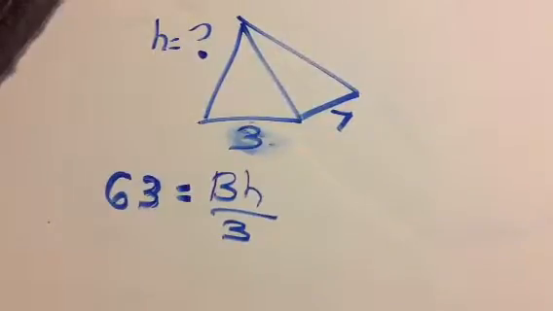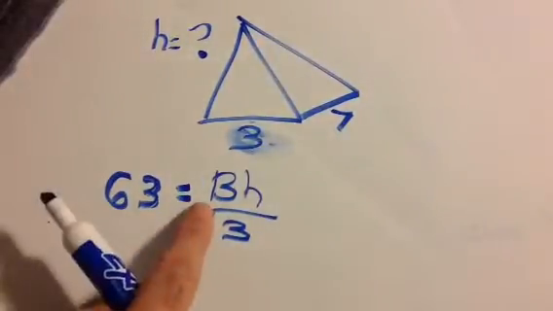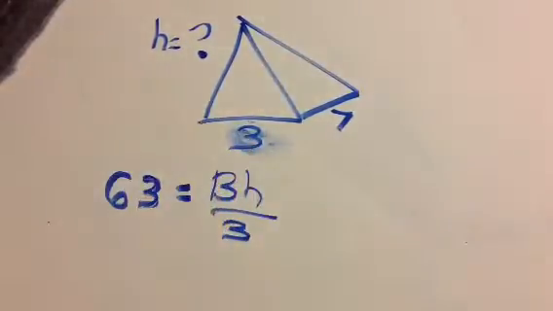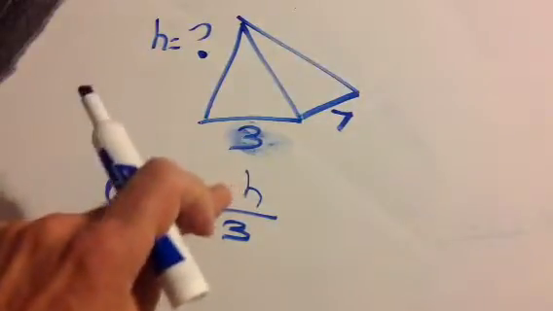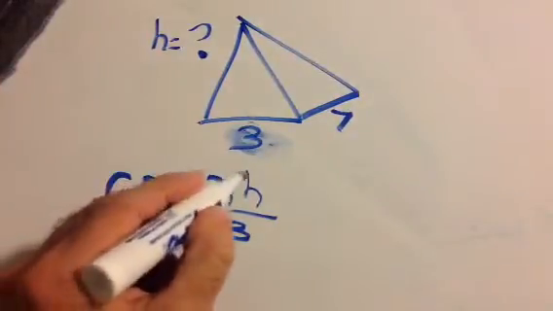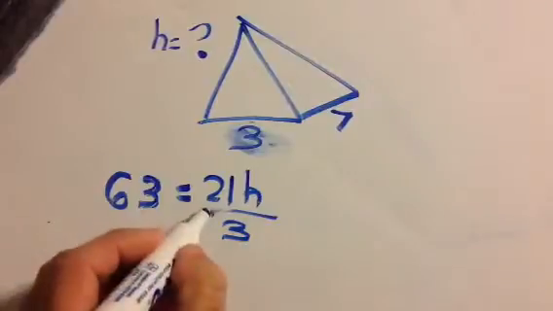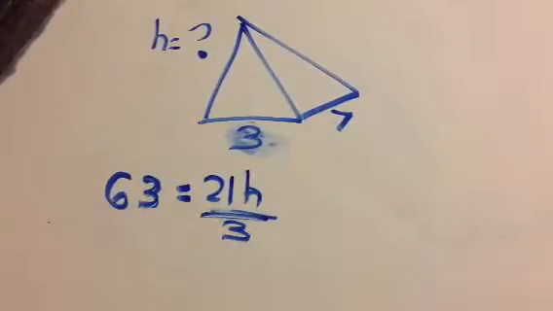Okay, so we do know the base. Remember, 7 times 3 is 21. So we can just get rid of the B, and now it's 21H. Right? So we want to isolate the H. So I'll bring the 3 up. Remember the old trick? You can multiply up or divide down, so we'll multiply this whole thing up.